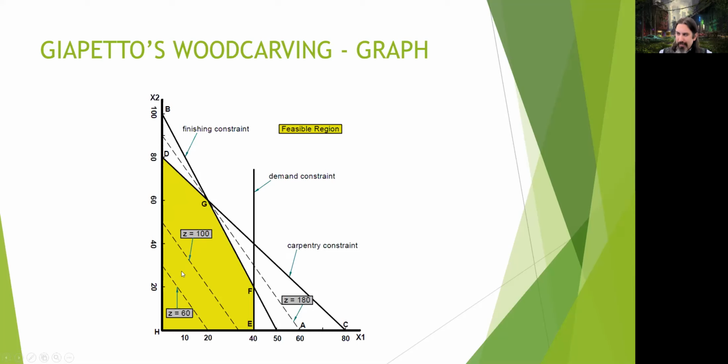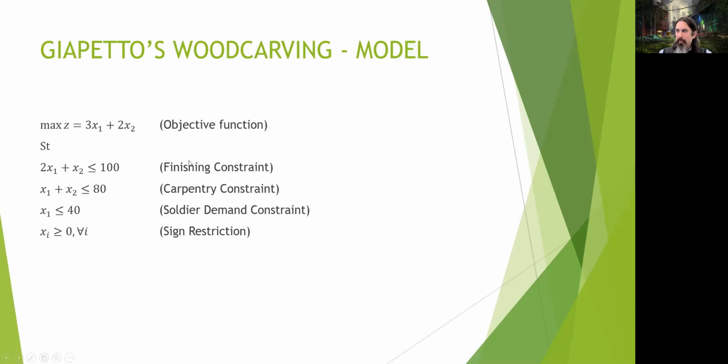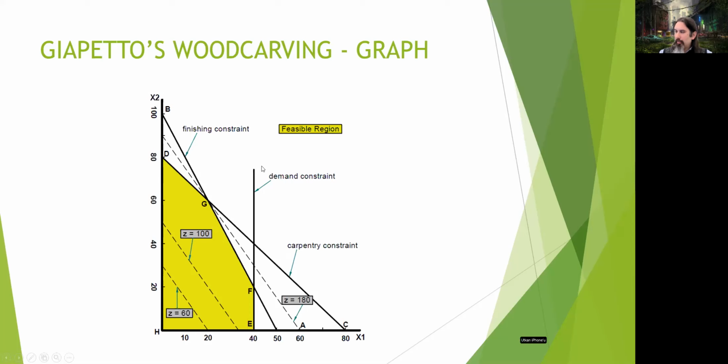Now, isoprofit lines, as you can see, are your objective function lines. These are all objective function lines, and they all have the same type of objective function: 3x1 plus 2x2. The equal part is different. It can be equal to 50, 100, 110, 80, for example, 60, 100, 180. As you can see, they are different lines. But still, they are all the same objective function: 3x1 plus 2x2. Now, this is the feasible region, the shaded area over here, yellow.